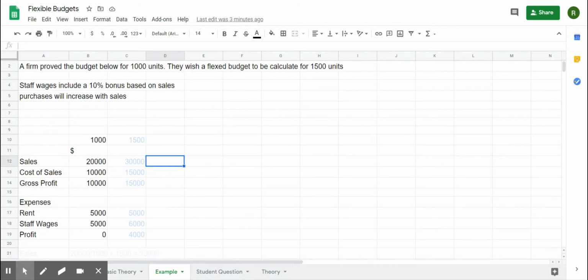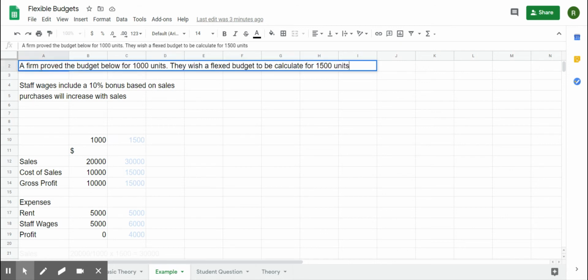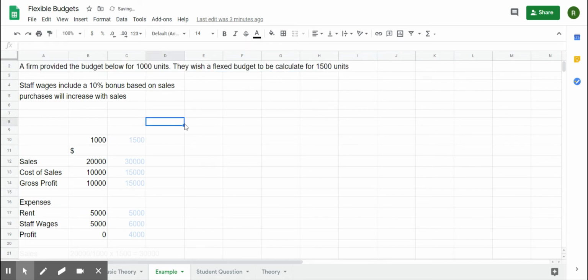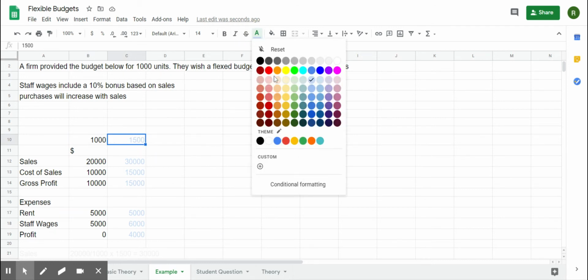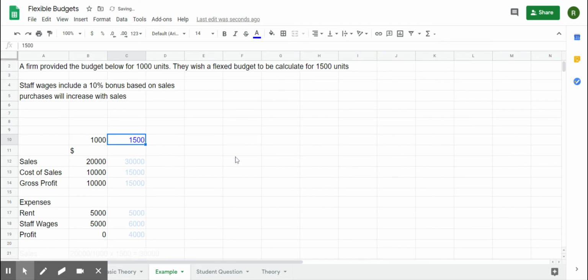As an example here, we've got a firm that provided the budget below for 1,000 units, and they wish to create a flex budget to calculate for 1,500 units. Staff wages include a 10% bonus based on sales, and purchases will increase directly with sales. Most of this is dead straightforward. You have a column for 1,000 units, create a second column, and potentially a third column in an exam question, for, in this case, 1,500 units.